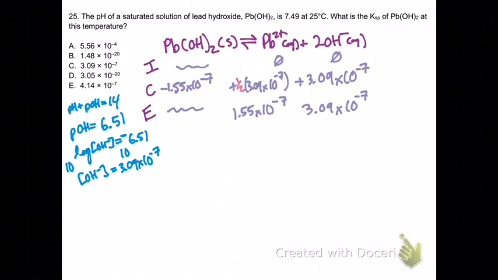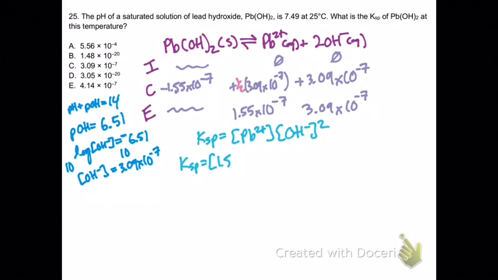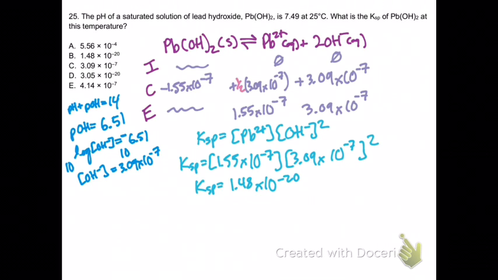Now we have all the information that we need to solve this problem, because we know that Ksp is going to be equal to the concentration of lead 2 plus times the concentration of hydroxide squared at equilibrium. So Ksp is going to be equal to 1.55 times 10 to the -7th times 3.09 times 10 to the -7th squared, which gets us that Ksp is equal to 1.48 times 10 to the -20th, our answer B.